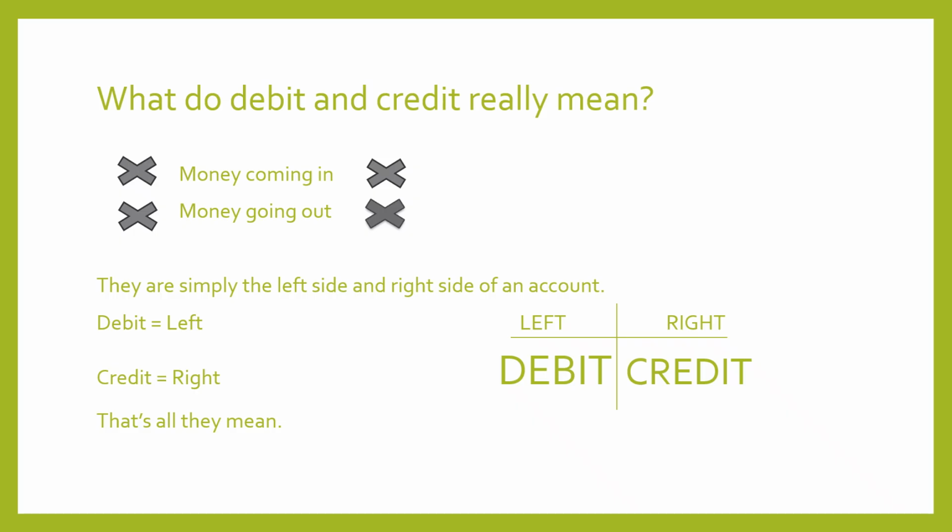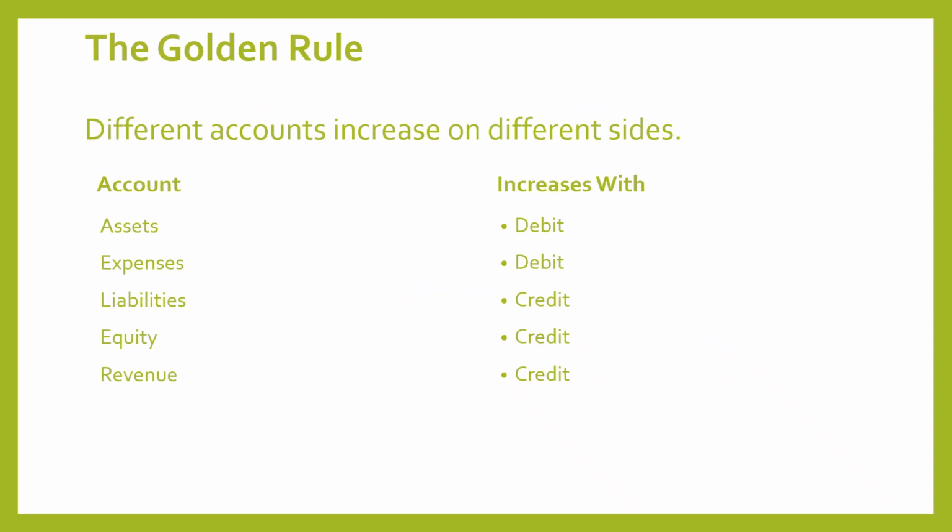It's that simple. So for every single entry in your account, it has two sides. Every single journal entry, every transaction has two sides. The left side, which is the debit side, and the right side, which is the credit. Now, the golden rule. Different accounts increase on different sides. We're just going to focus right now on the increase, then I will explain the decrease after now.